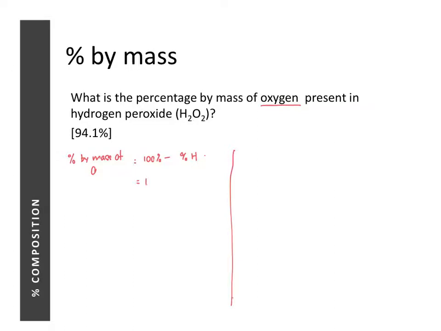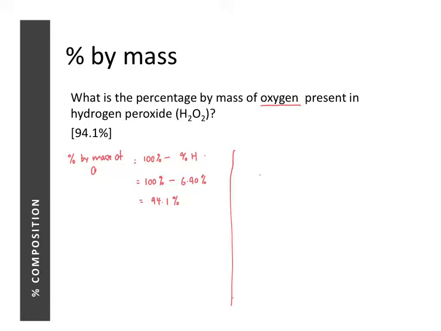Previously we found that the percentage by mass of hydrogen is 6.9%. So that will give us a percentage by mass of oxygen of 94.1%. This is the shortcut method.